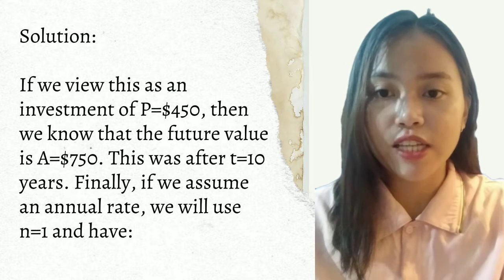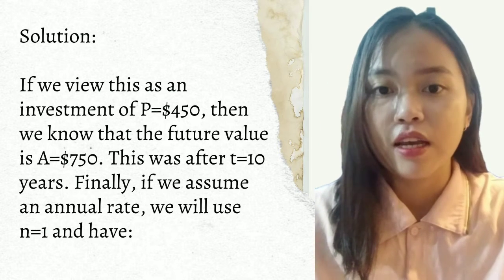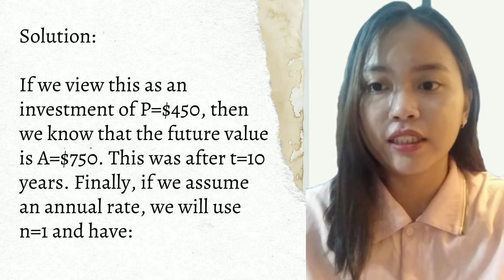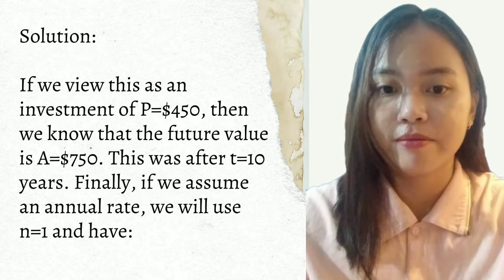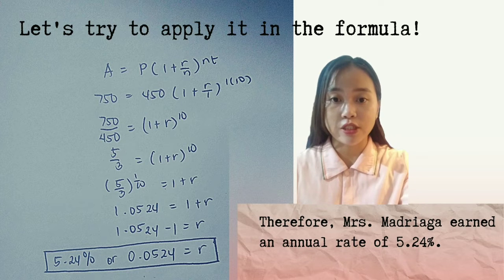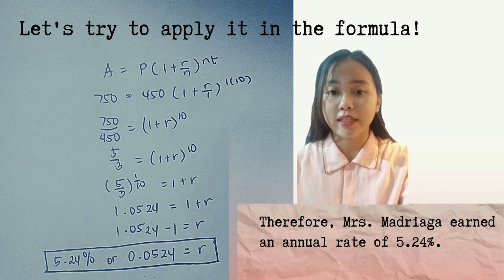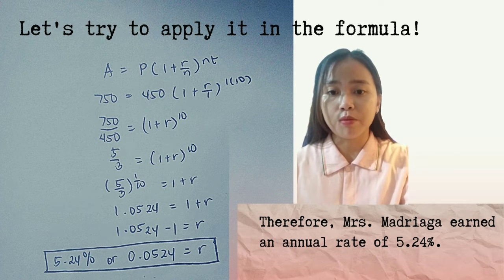Solution. If we view this as an investment of principal P equals $450, then we know that the future value A is equal to $750. This was after T equals 10 years. And finally, if we assume the annual rate, we will use N equals 1. Let's apply it in the formula. A equals P, the quantity of 1 plus R over N raised to N times T. Then, substituting the values, 750 equals 450 times the quantity of 1 plus R over 1 raised to 1 times 10. This is the same as 750 equals 450 times the quantity of 1 plus R raised to 10.